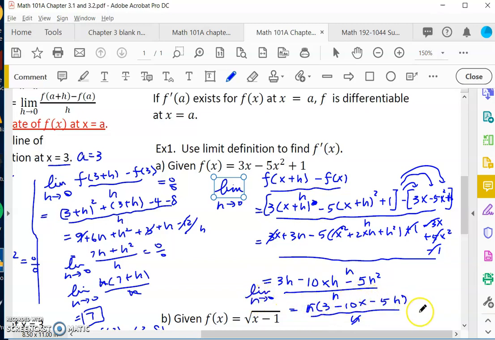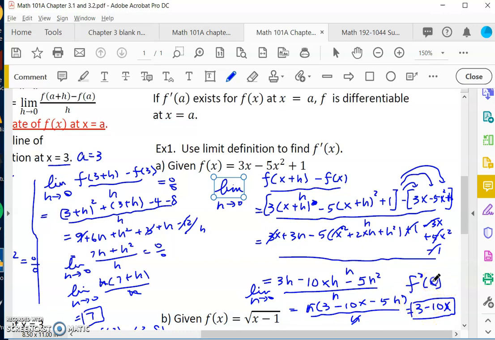Substitute h equal to 0. That's equal to 3 minus tan x. Do you see that it is a function? Your x is still here because your a is not a number. So this is f prime of x. That's very good, I don't need to do any more limits anymore.